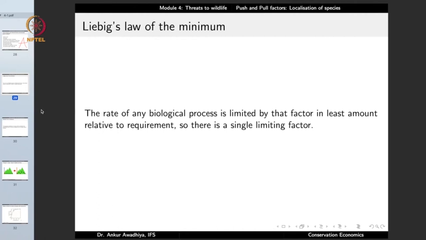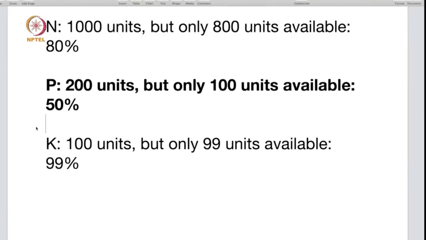Now, why is this Liebig's law of the minimum important? Because it is giving us an indication of what could be a push factor in this region. So we can note that phosphorus, because it is available in a very less quantity relative to the requirement, the lack of phosphorus in this case is acting as a push factor.